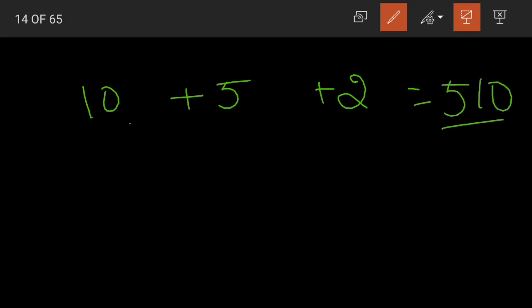10 plus 5 plus 2 is equal to 510. Yes, if we add all the money she has, then the total is 510 rupees. Now we do not know exactly how many 10 rupee notes she is having, or how many 5 rupee notes, or how many 2 rupee notes she is having. Yes, children? Now what can we say?